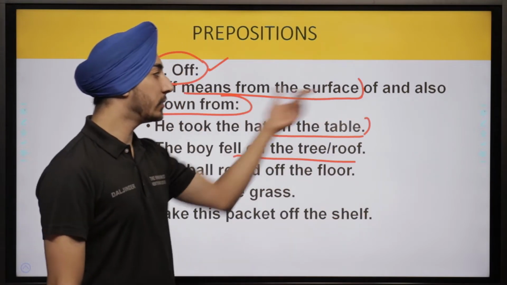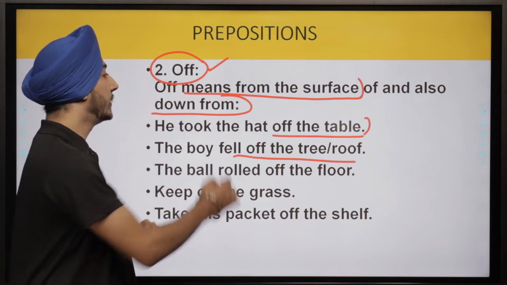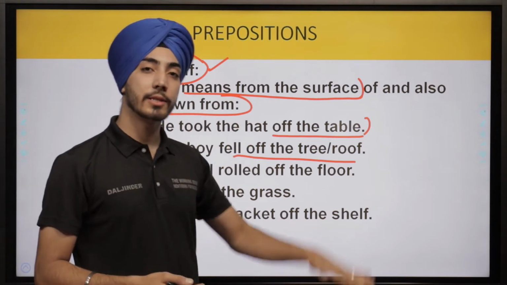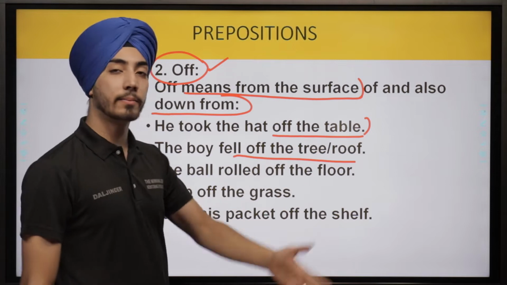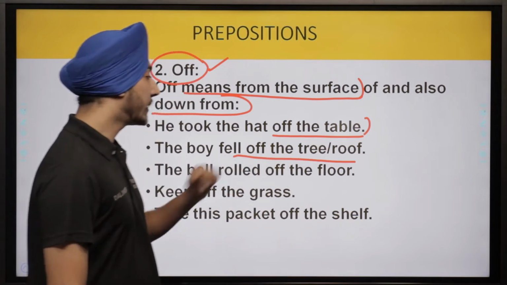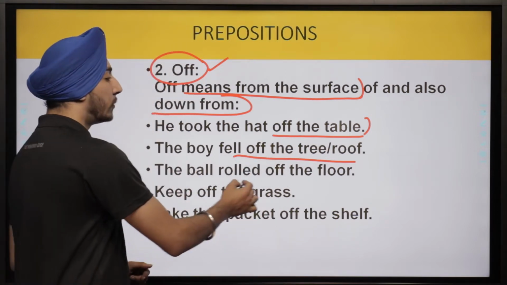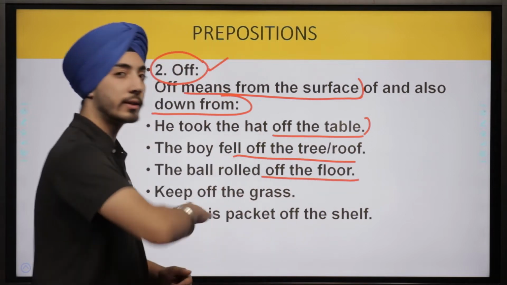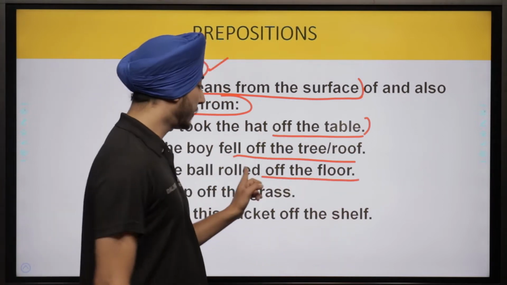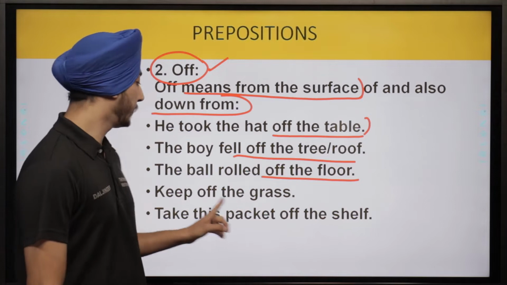As I told you, the second use which we can make of off is what? Down from. किसी position से नीचे आना. So obviously he fell from the tree, तो वो नीचे गिर गया, right? So there we can use it. The ball rolled off the floor. Now floor is a surface, है ना? So वहाँ पे ball क्या कर गई? Roll off कर गई.